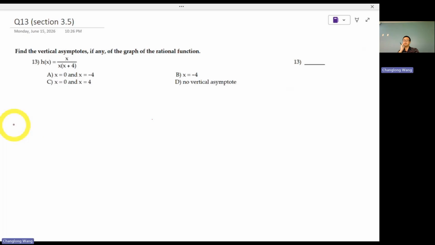Some people might go with letter A, right? So there are two zeros, obviously. Oh, sorry, there are two poles, right? One at 0, which came from the factor of x. The other is -4, right?